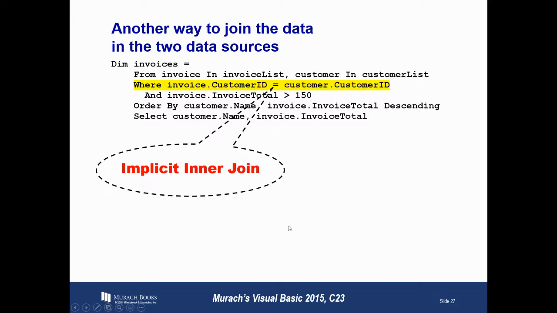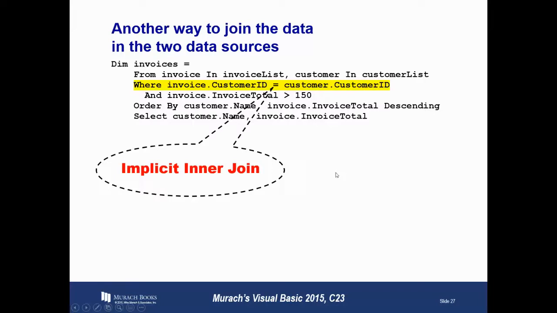You can also do this implicit inner join. I don't know if we talked about this when we were playing with SQL. So we're saying from invoice and invoice list, comma, customer and customer list. So we're just going to list out what we're pulling from. And then when we do this, where invoice.customer ID equals customer.customer ID, this is that implicit inner join.